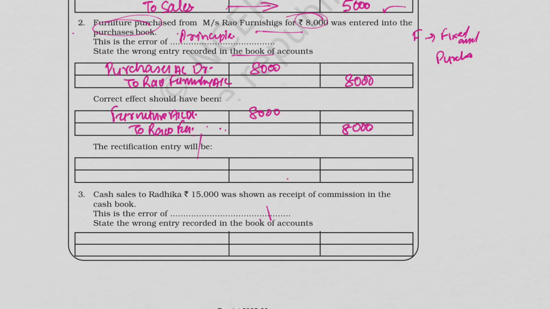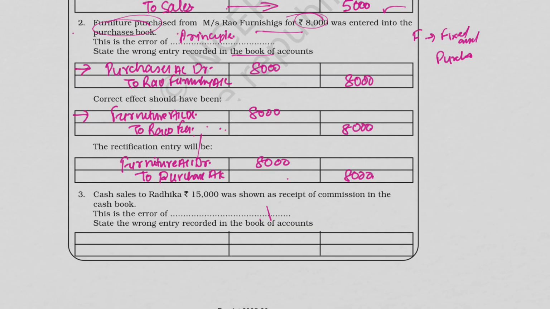So the correct entry should have been furniture debit. So the rectification would be furniture account debit rupees 8,000. This is the wrong entry. We have excess debit in purchases account. So to reverse the effect, we'll reverse this entry, so to purchases account 8,000 rupees.